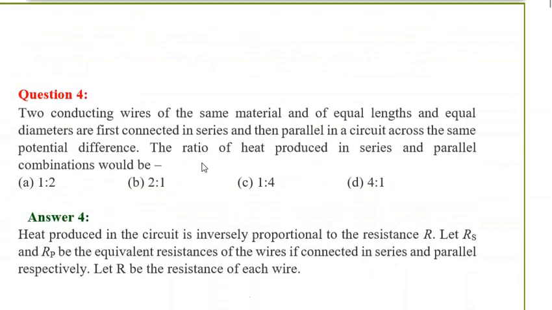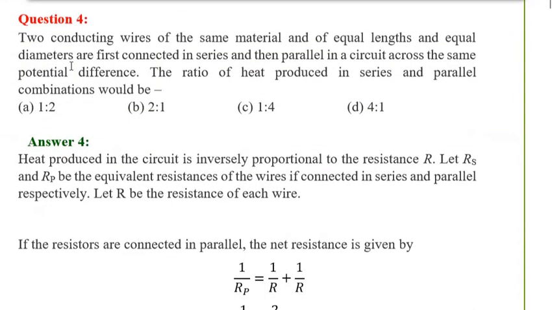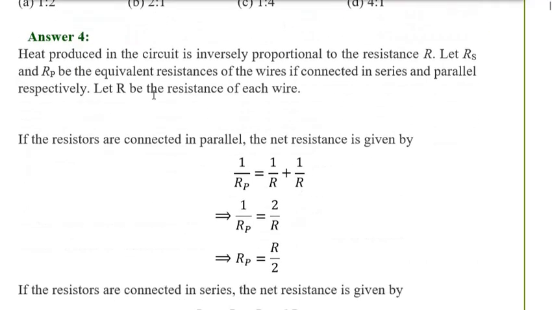Let's see question number 4. Two conducting wires of the same material and of equal length and equal diameters are first connected in series and then in parallel in a circuit across the same potential difference. The ratio of heat produced in series and parallel combination would be? Let's see the answer of question number 4.